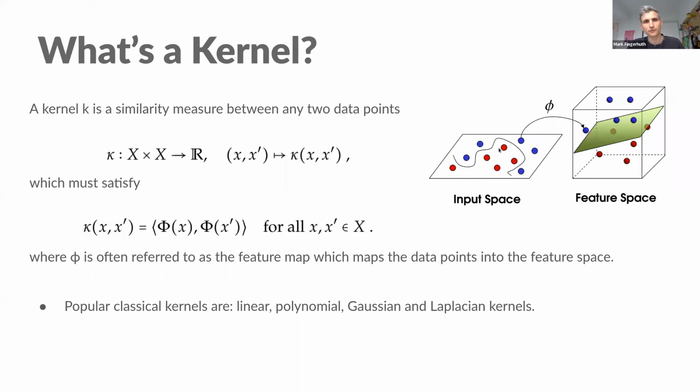Visually, this is often illustrated as a data distribution in 2D which is not linearly separable, and then using this feature map phi to transform that data into a higher dimensional feature space in which ideally we can find a hyperplane that separates the two classes of data. That's typically where kernels are used. Popular classical kernels are the linear, the polynomial, the Gaussian, and the Laplacian kernels.